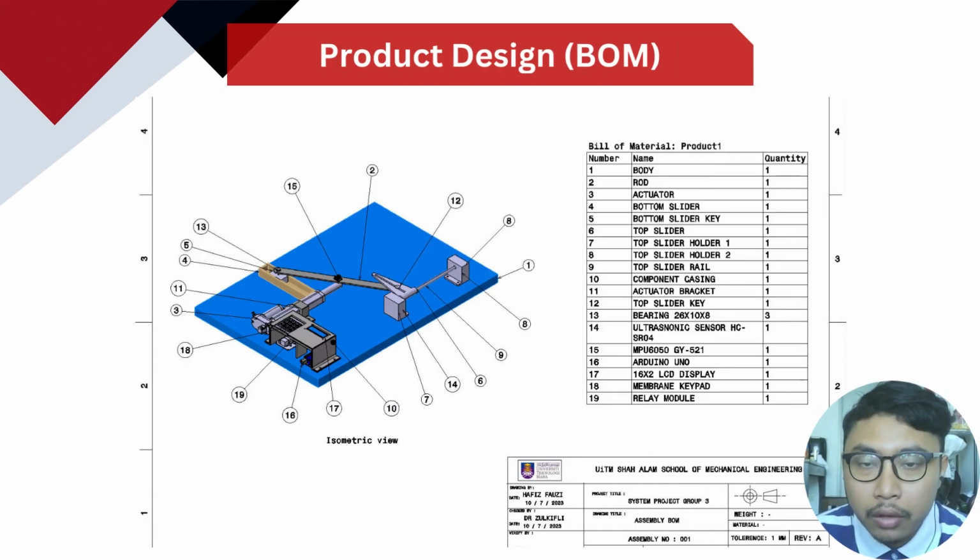Okay, this is the bill of materials for the components, and as you can see, the project contains 19 components, including all the electronics. The material used for the components is mostly PLA, which is 3D printed. For the body, we use wood, while for the slider rail we use steel to ensure the top slider is held steady enough. The ultrasonic sensor is embedded in the top slider holder, which is at the bottom of the prototype.